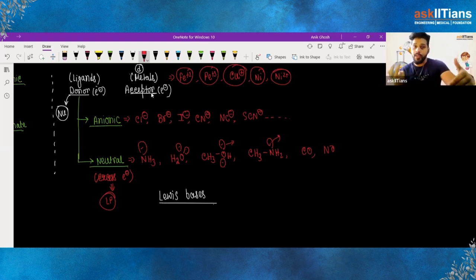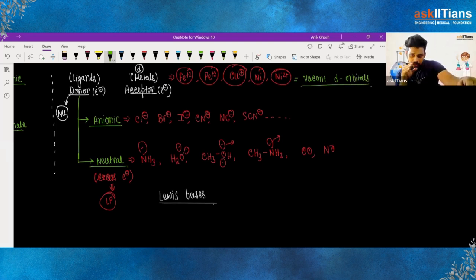But why are they being chosen? Why are they accepting electrons? Because of the plus charge? No. Sodium also has a plus charge. Does it also accept? No, it does not. Why are these ones accepting electrons? Because, guys, they have vacant d orbitals.